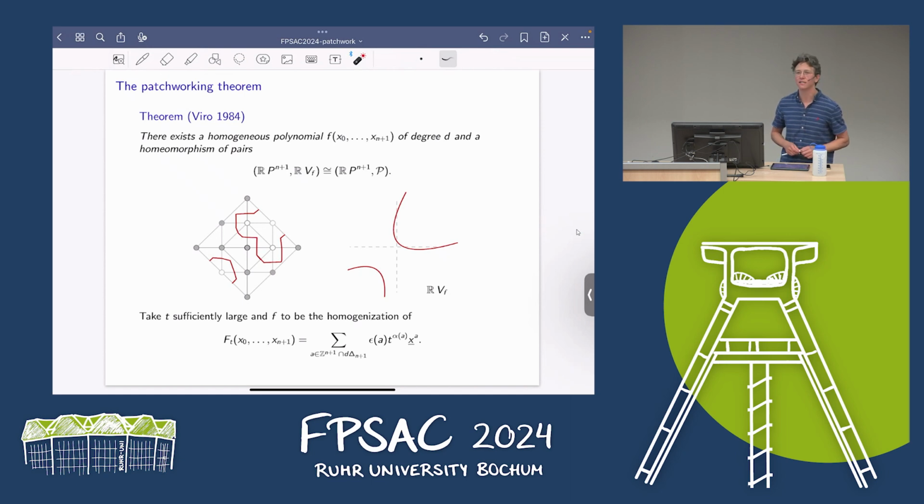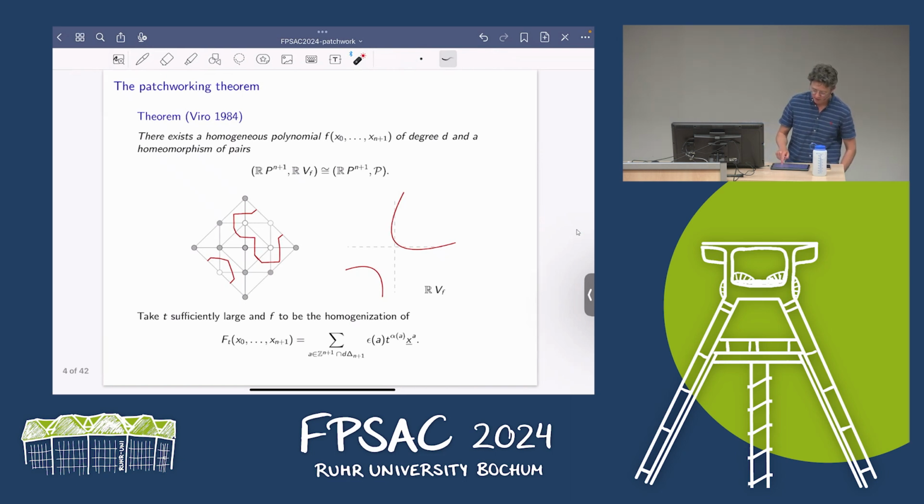Viro's patchworking technique, and its generalizations, has been arguably one of the most powerful methods for constructing algebraic varieties with prescribed topology. Okay? We can even just ask ourselves, without caring about real algebraic geometry, what's the topology of the complexes that we can get out of this procedure? And well, it's kind of limited. So for example, we would never be able to patchwork the empty set. If you have an even degree, you can get an empty real algebraic variety.